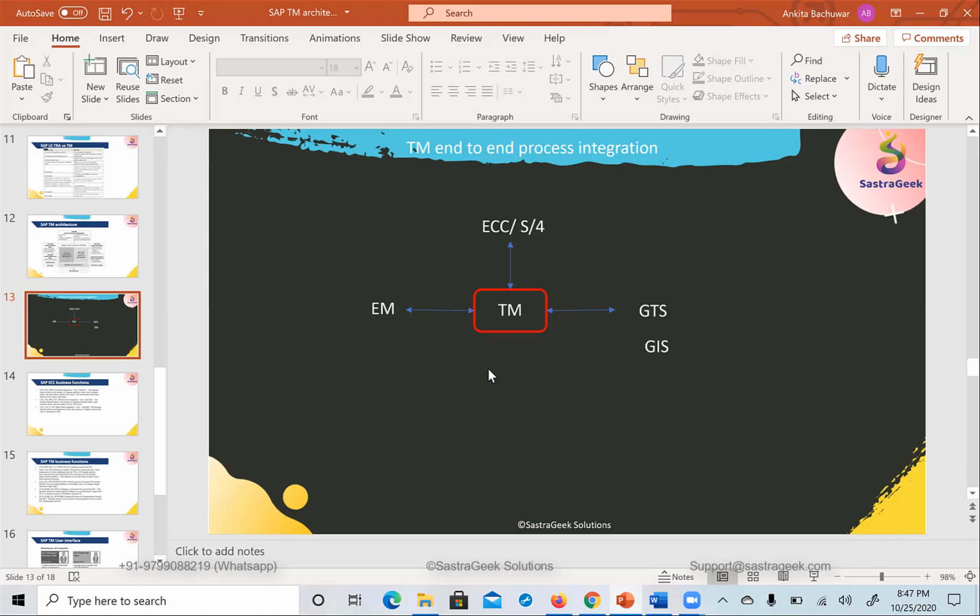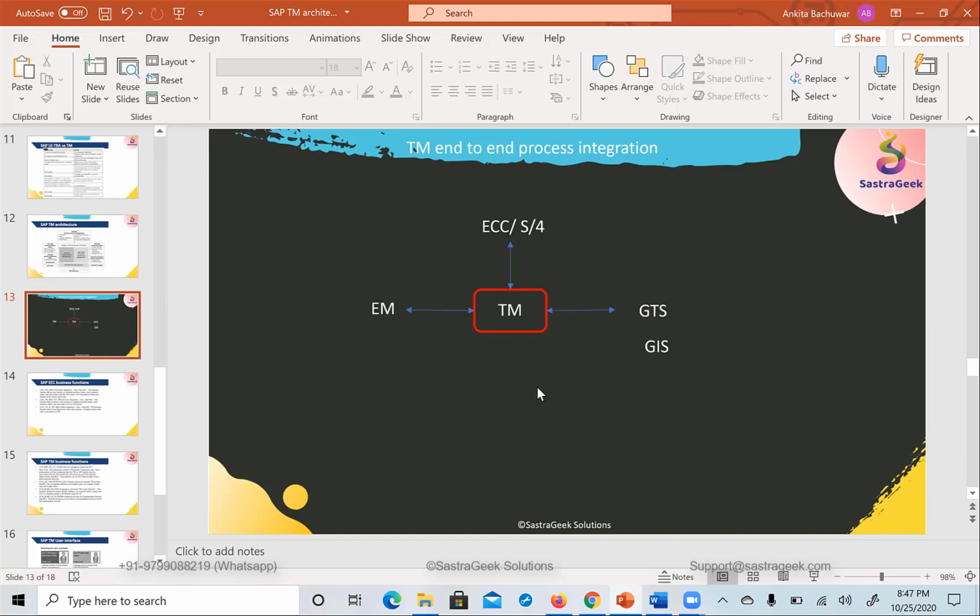The currency rates can be updated in TM. The fuel charges, which the US always follows, or like a weekly fixed price for fuel charges, so that indexation can be updated in TM. For that one, you can have an interface.